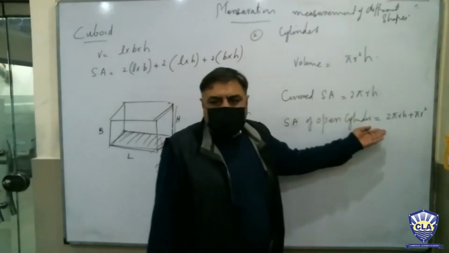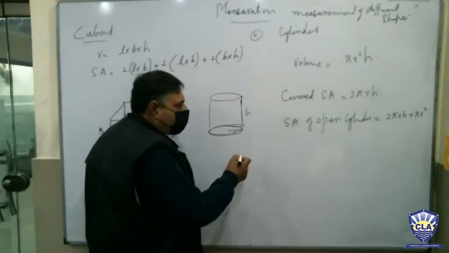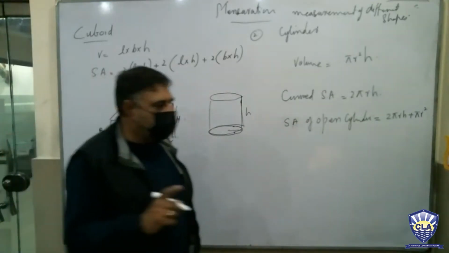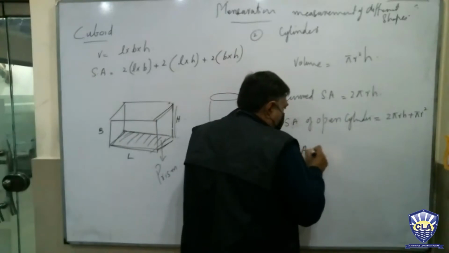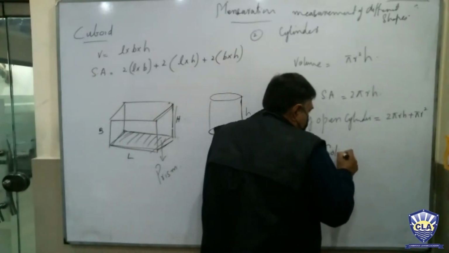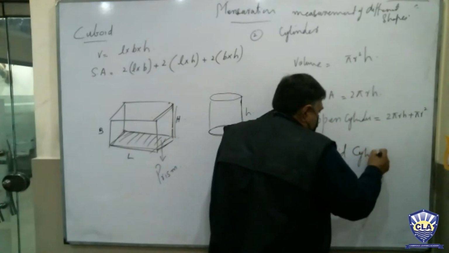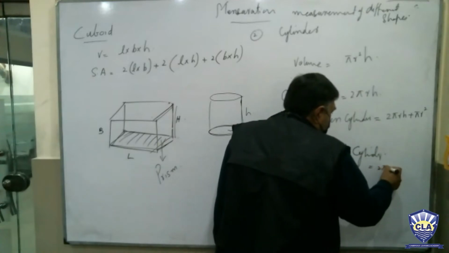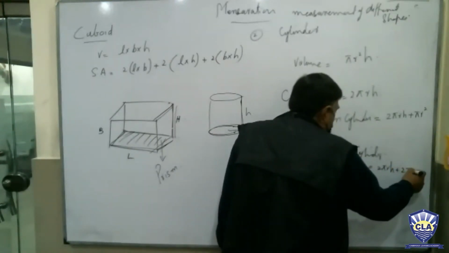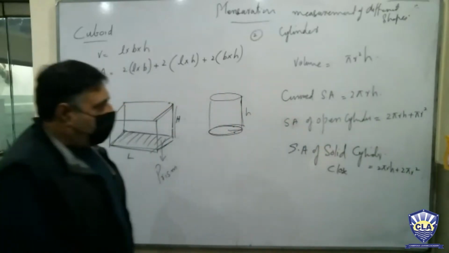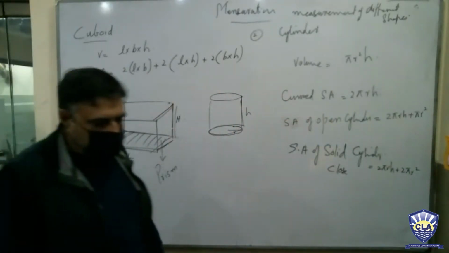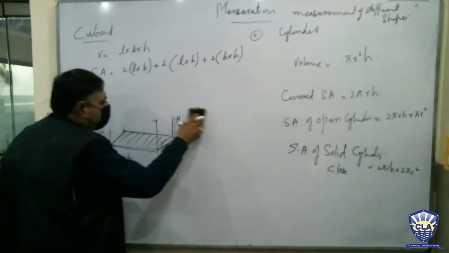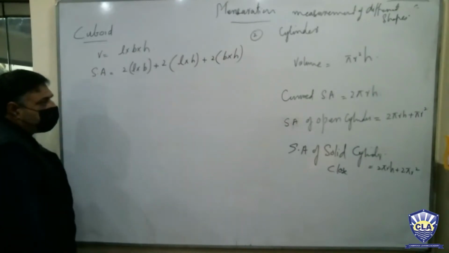Surface area of open cylinder, and now closed cylinder. Closed cylinder is called solid cylinder. So surface area of solid cylinder or closed cylinder equals 2 pi r h plus 2 pi r square. Now the third is prism.